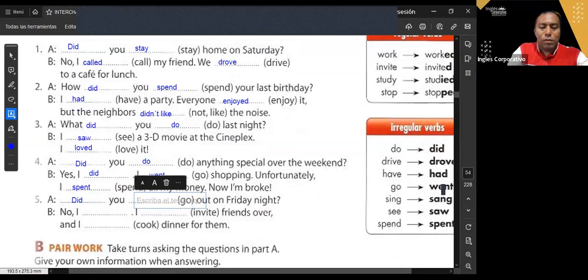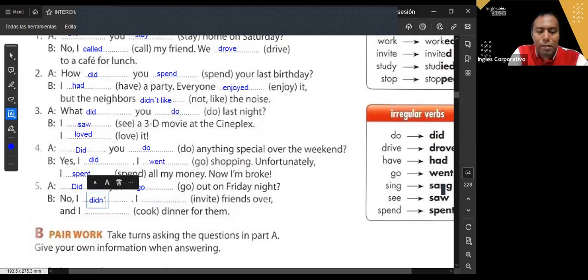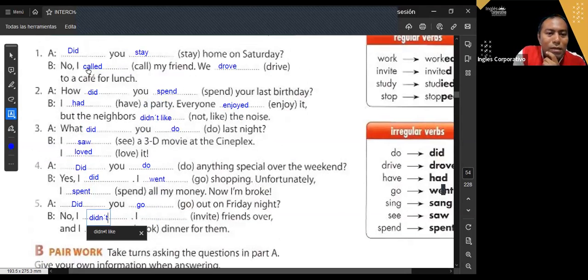Okay. Now the next one in the number five. Did you go? Ponemos el go por el did, ¿verdad? Aquí no lo ponemos en pasado por el did. No, I didn't. Así tendría que ir en la número aquí, ¿ve? Si fuera respuesta corta. No hay espacio, punto. Pero en la uno no está así, sino que es no, I call my friends. Porque sigue con my friends. No, I didn't.